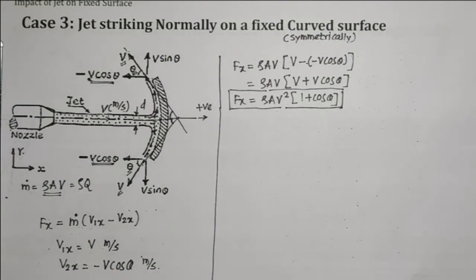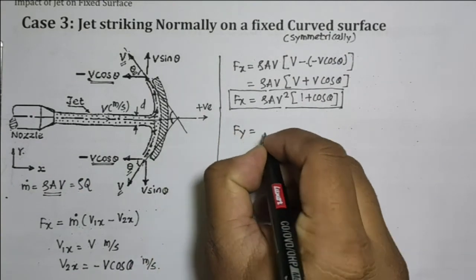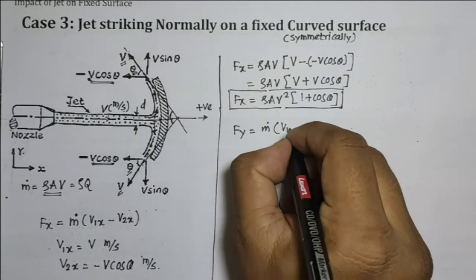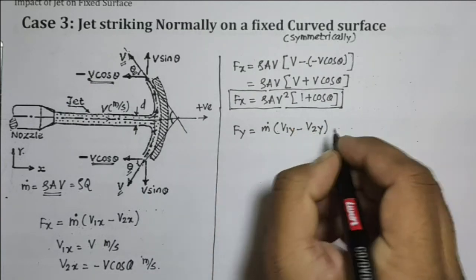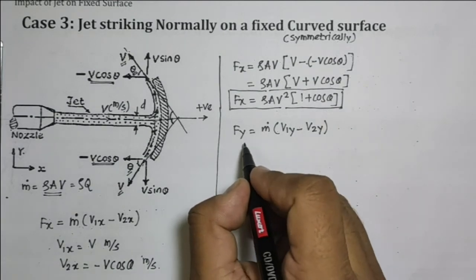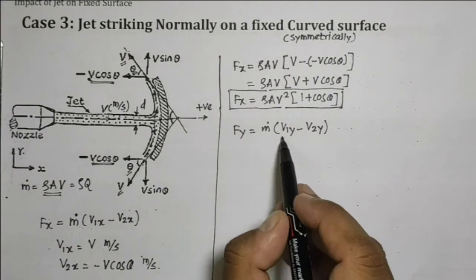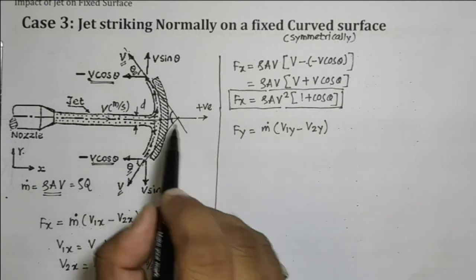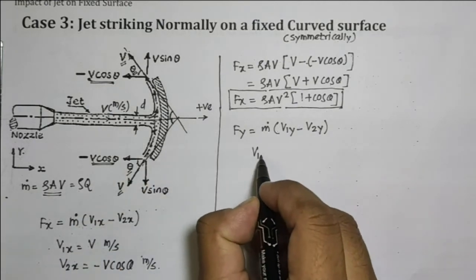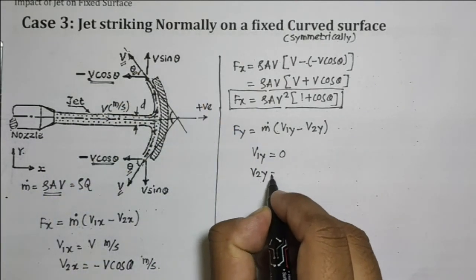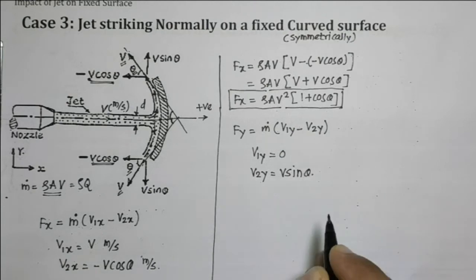Now similarly we can find out Fy. To find Fy, I think it is very simple. Fy is equal to m dot into v1y minus v2y, because we have to find the force in the y direction, so obviously we have to consider velocities in the y direction. Before striking the plate, before impact, the y component is 0, so v1y is equal to 0, and after striking the plate the y component v2y is equal to v sin theta.